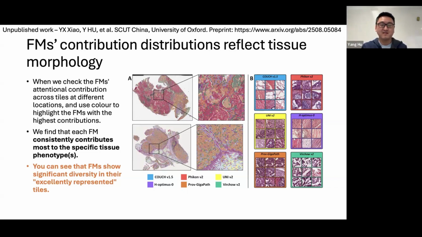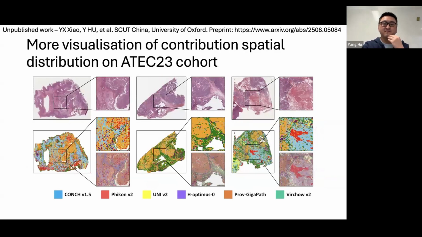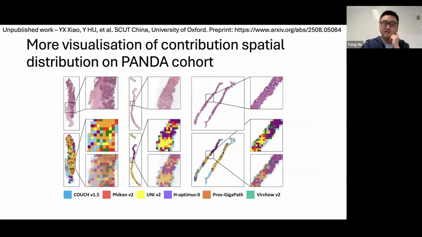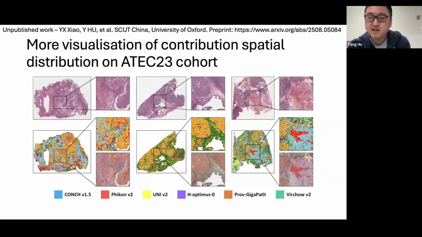that the foundation models show significant diversity in their performance, or say in their excellently represented tiles. Frankly speaking, maybe each of these foundation models has its own taste, right? This is more examples on the ovarian cancer treatment response cohort, and this on the PANDA cohort, all showing a similar phenomenon. You see here, right?